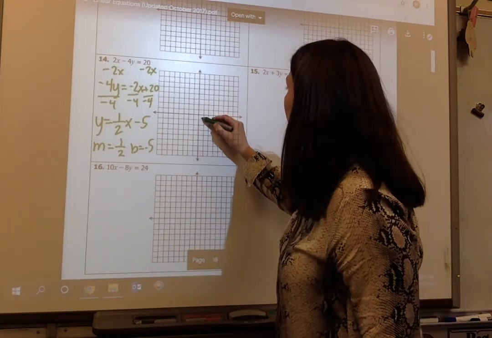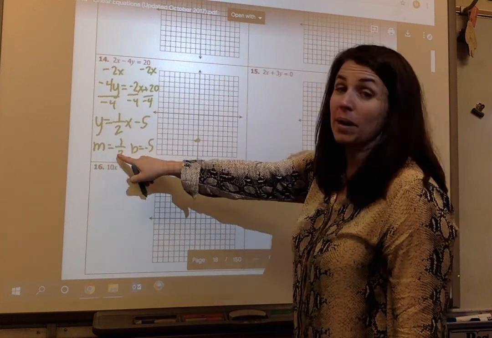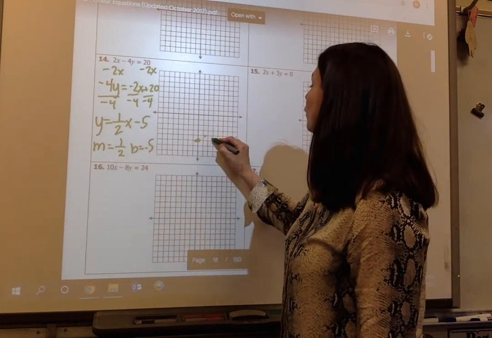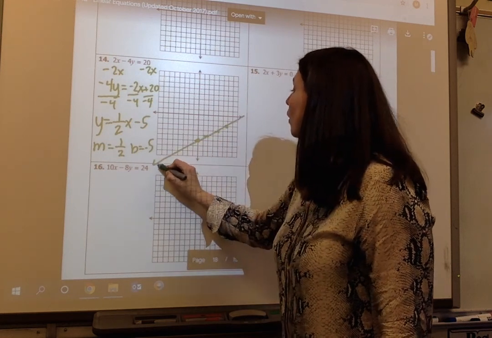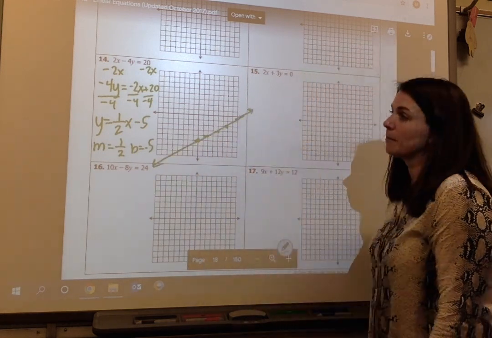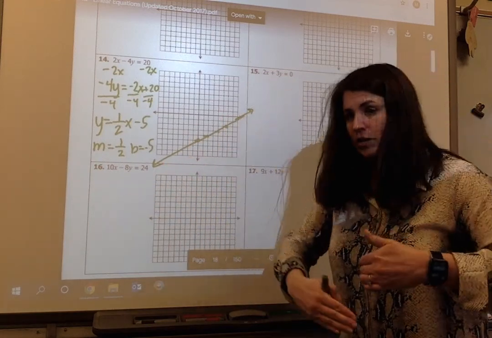My beginning point is right here, 1, 2, 3, 4, 5, -5. This is where I'm beginning again. And my slope is +1 over 2, so up 1 over 2, up 1 over 2. And then I take a ruler, I go all the way through, arrows on both ends. So, 14's not hard, it's just one more step. I have to turn it into slope-intercept form.